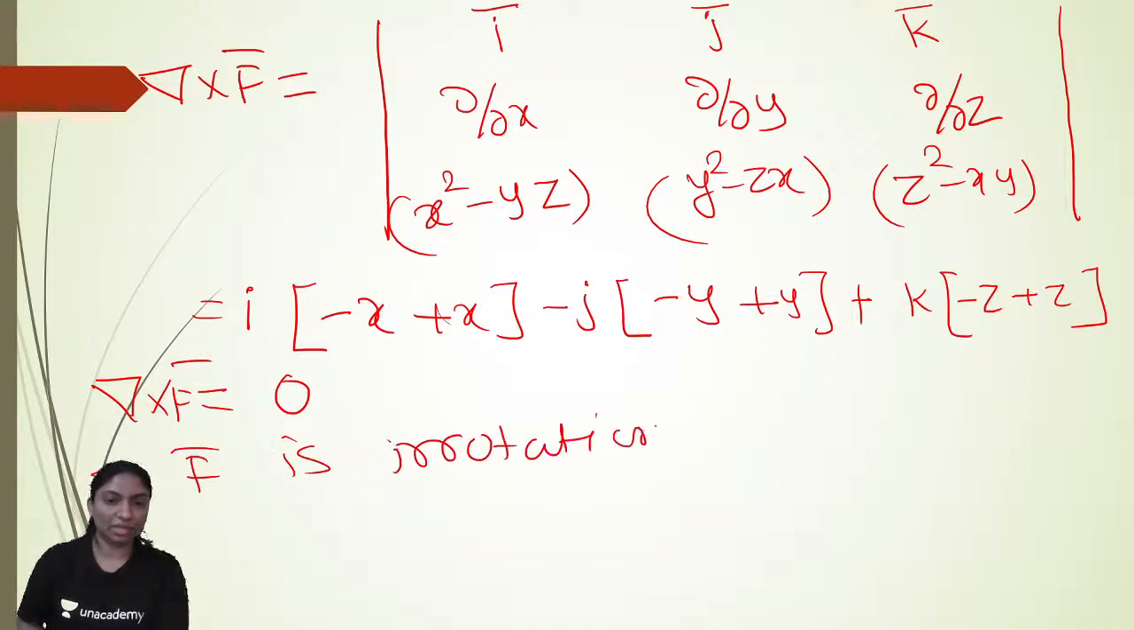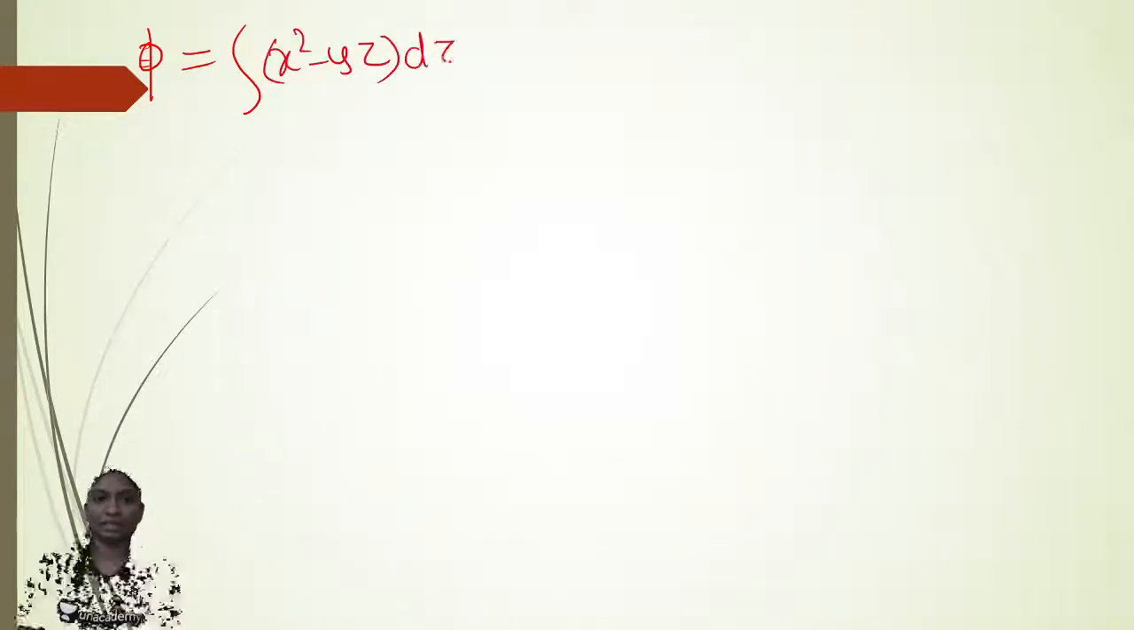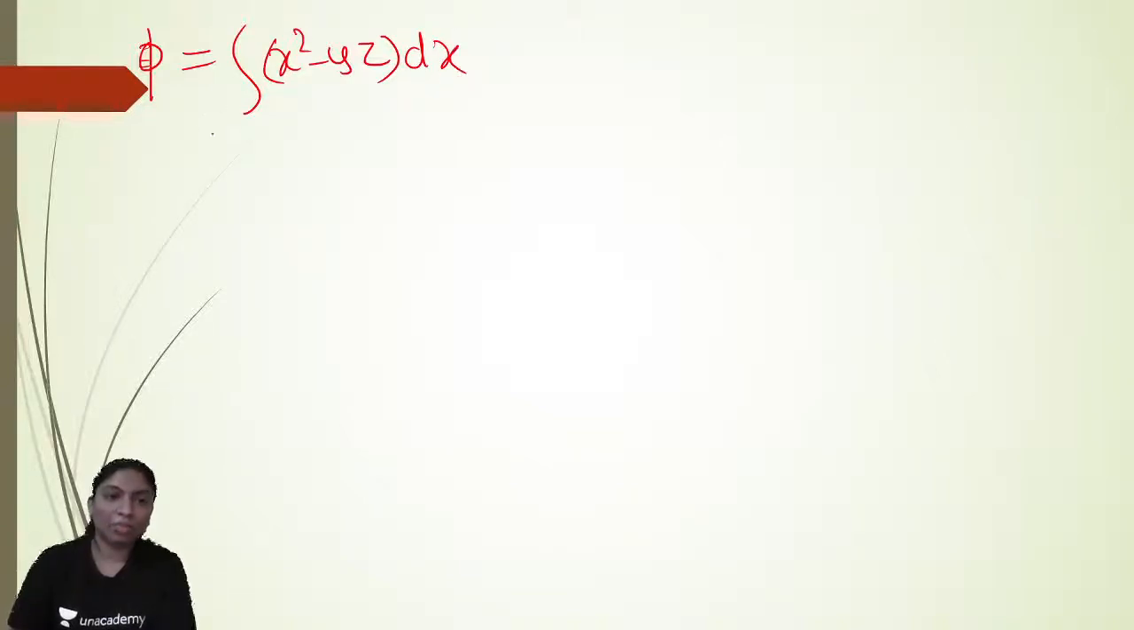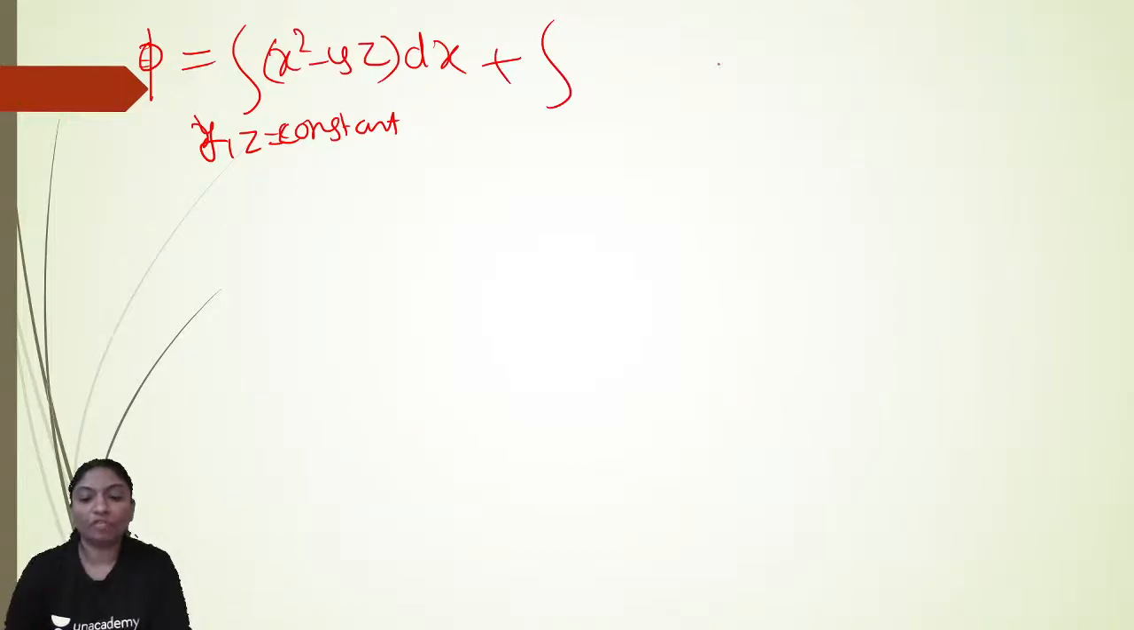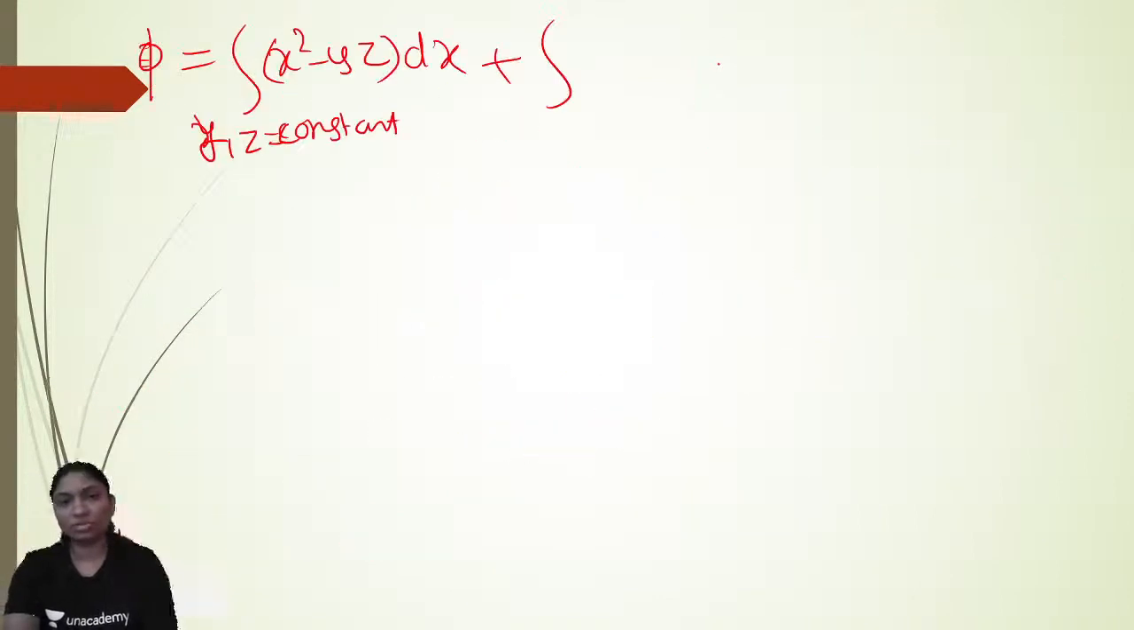If F bar is irrotational, then there exists a scalar potential phi. And find out the scalar potential phi, such that phi is equal to the integral of F1 dx. Okay. Integral of F1 dx, so the integral of x square minus yz dx, keeping yz constant. Plus terms of F2 which are free from x. Only one term is there, y square, which is free from x, so y square dy.